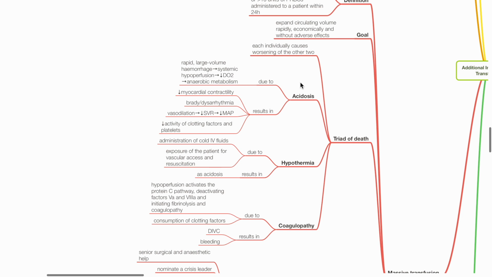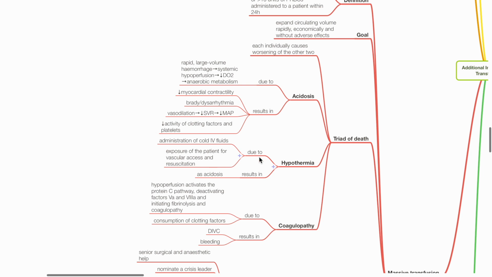Rapid, large volume hemorrhage leads to the triad of death, which includes acidosis, hypothermia, and coagulopathy, each individually causing worsening of the other two. Acidosis is due to systemic hypoperfusion following rapid, large volume hemorrhage, leading to reduced DO2 and anaerobic metabolism and lactate production. Acidosis results in reduced myocardial contractility, brady or dysarrhythmias, vasodilation, reduced SVR and hypotension, and reduced activity of clotting factors and platelets.